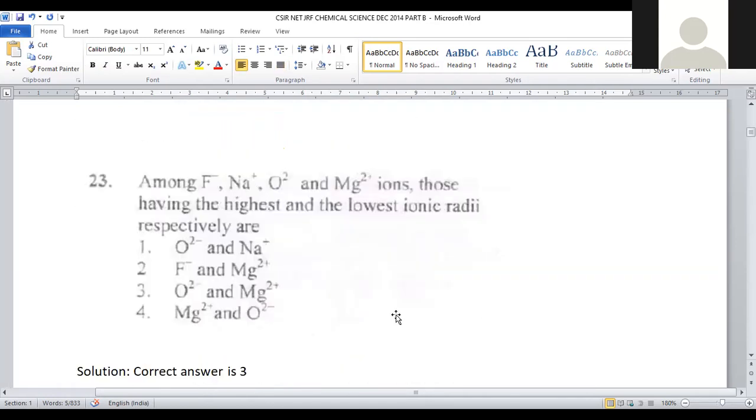Let us move on to question number 23. Among fluoride, sodium positive, oxygen dinegative, O minus 2, and magnesium dipositive ions, which have the highest and the lowest ionic radii respectively.